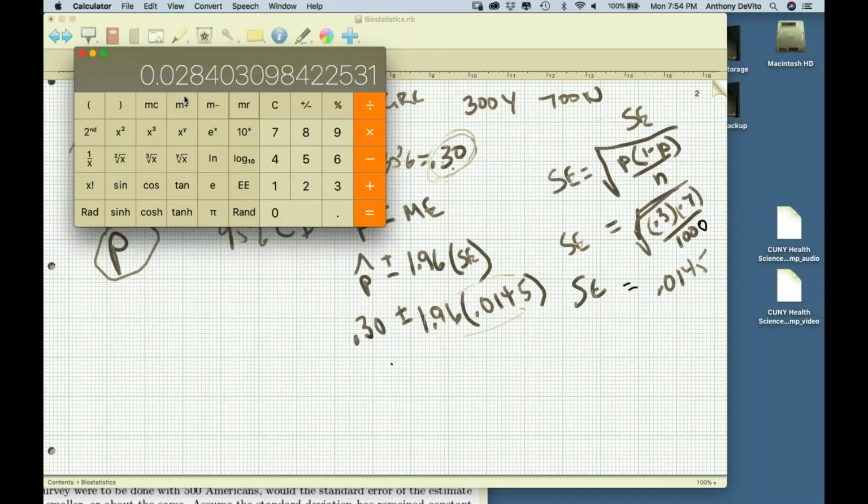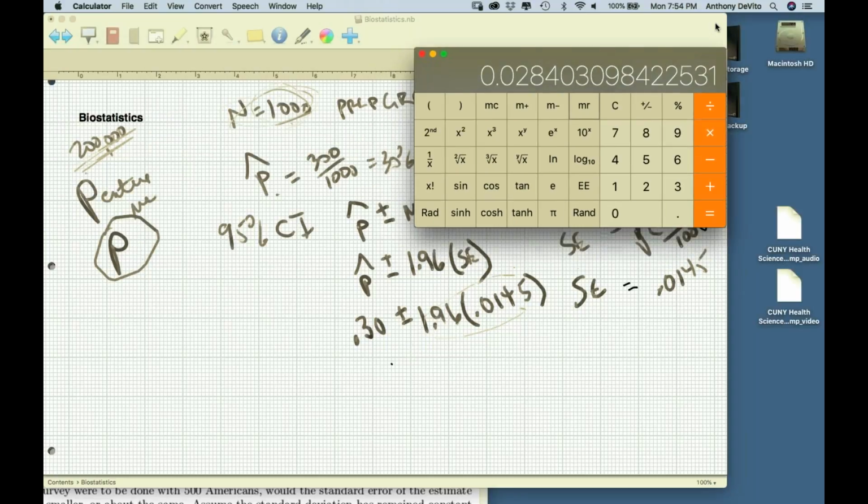So it's actually about 3%. So our margin of error is about 3%. So we're going to take 0.30 and subtract approximately 3%. So right away, I can see my confidence interval is going to be somewhere between 27% and 33%. Okay, but let's actually work this out a little bit more precisely using the calculator.